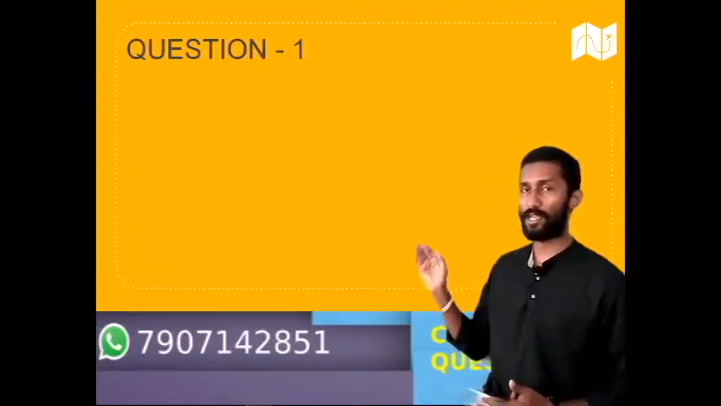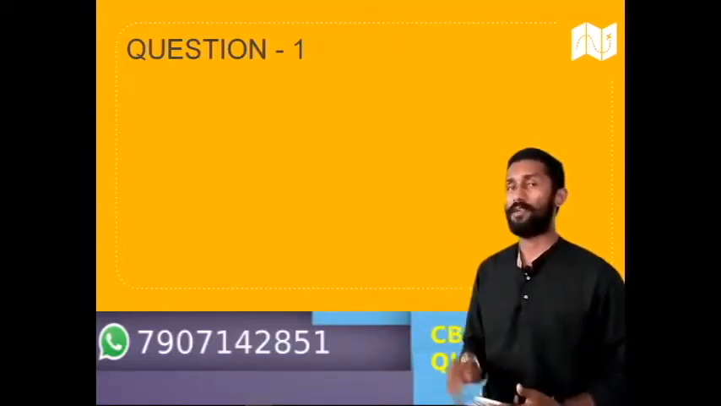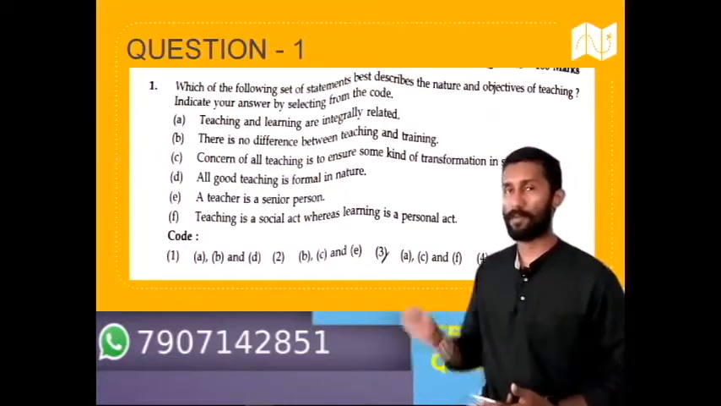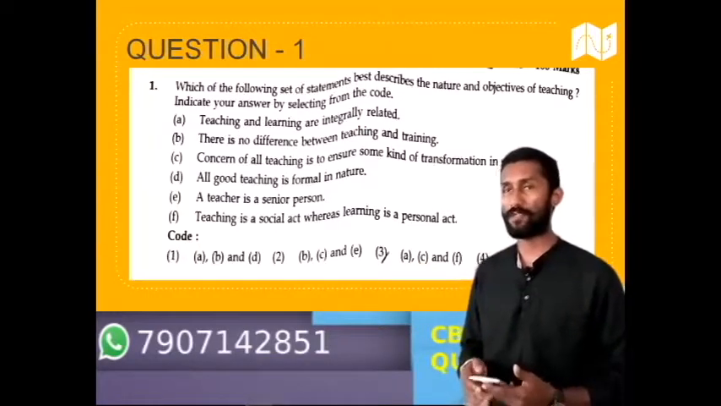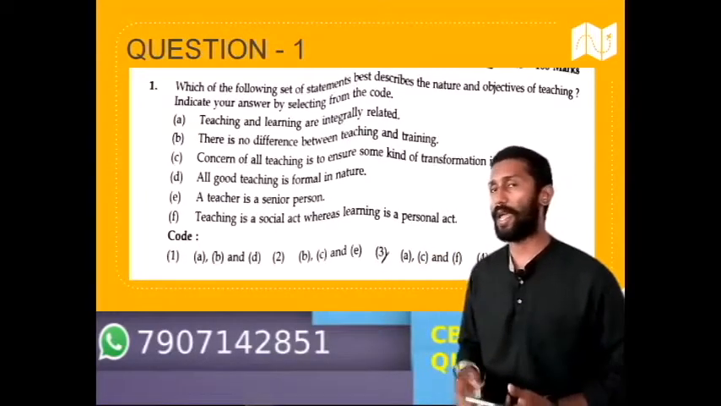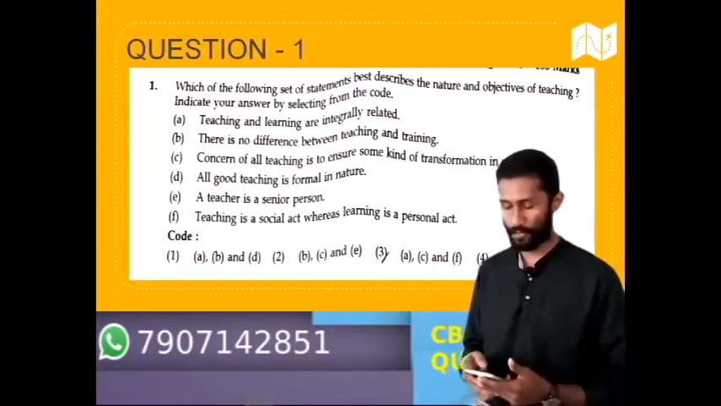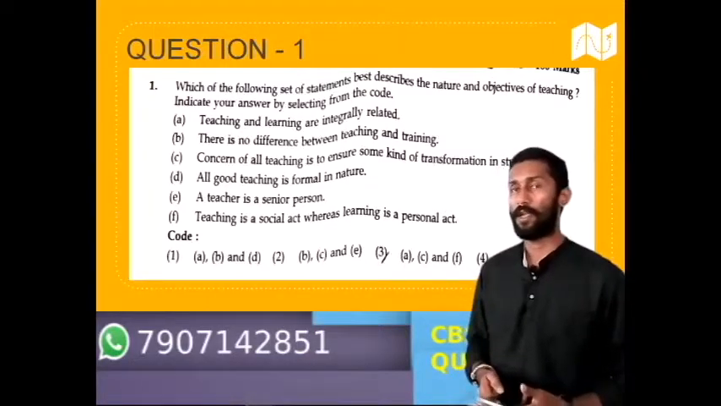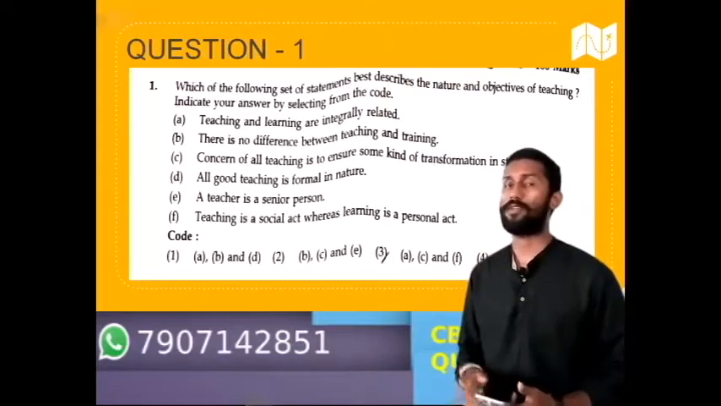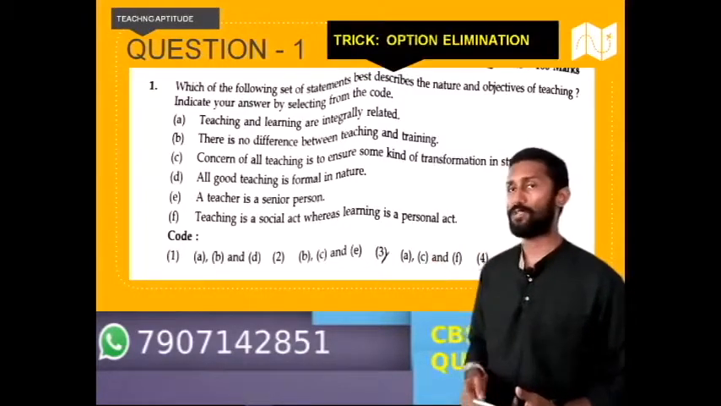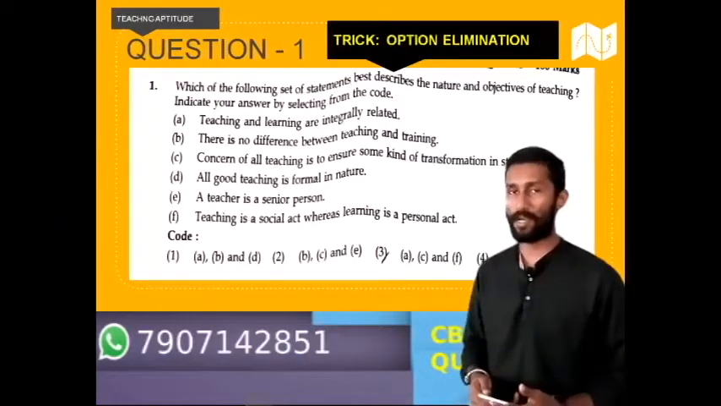As you can see here, there is a simple question, question number 1 of the 2018 June Paper 1 question paper. I can read it: Which of the following set of statements best describe the nature and objective of teaching? It is a very simple question from the teaching aptitude section. I am following a trick for finding the right answer, the option elimination method. It is one of the methods we follow in the virtual learning program.